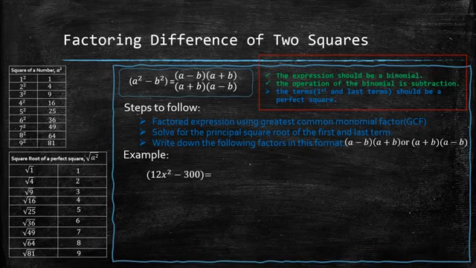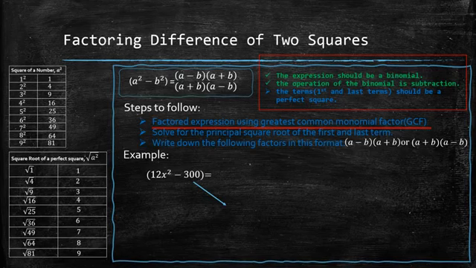What is that? You check for the greatest common monomial factor. Okay? Or the GCF. Get the GCF, greatest common factor, or the common monomial factor. What is the factor of 300, class? 12 is also a factor. So, first, when you factor, look at the terms, 12 and 300. What is common to both of them?